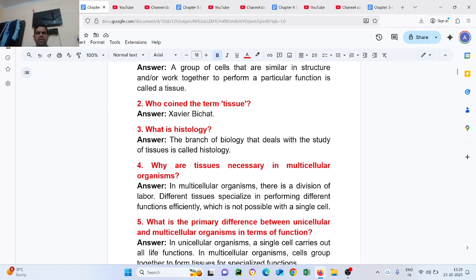Question number 4. Why are tissues necessary in multicellular organisms? In multicellular organisms, there is a division of labor. Different tissues specialize in performing different functions efficiently, which is not possible with single cells.